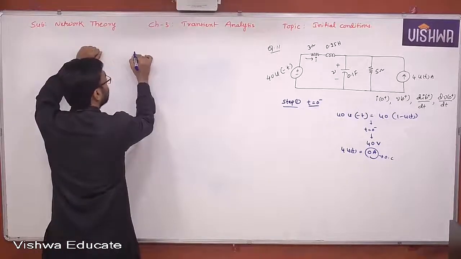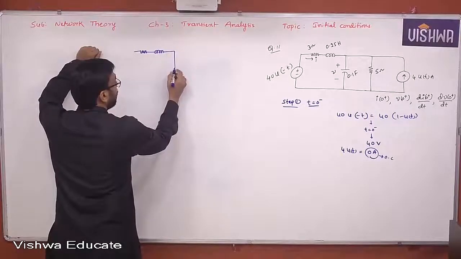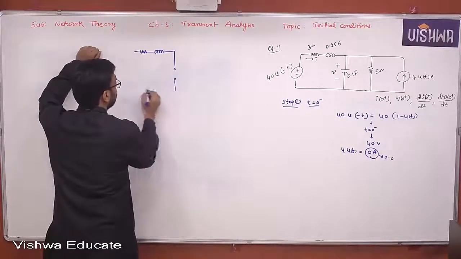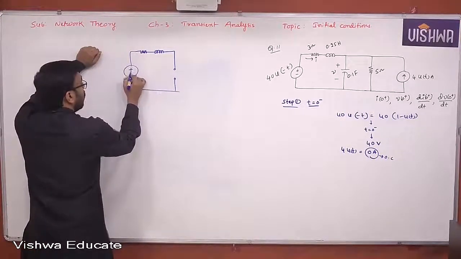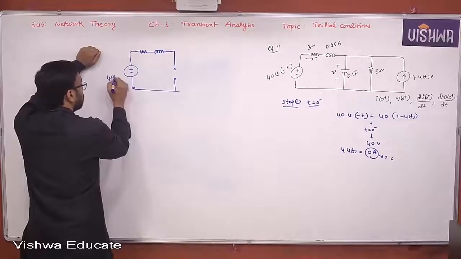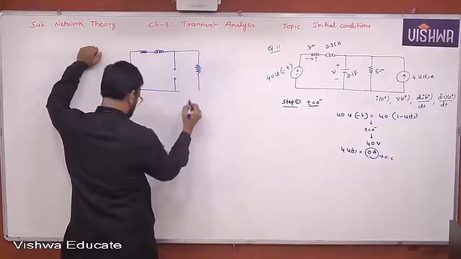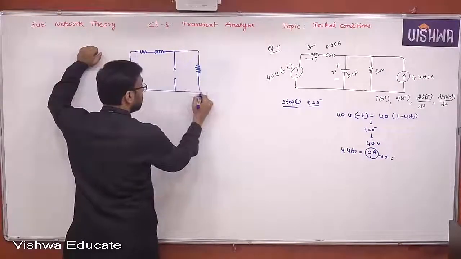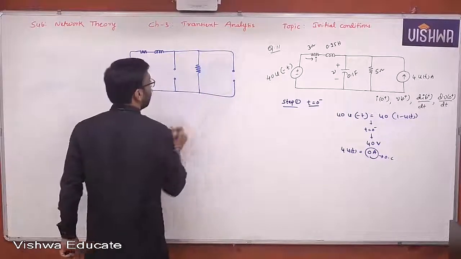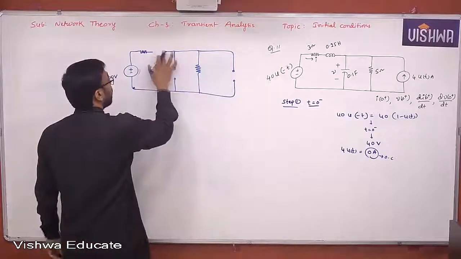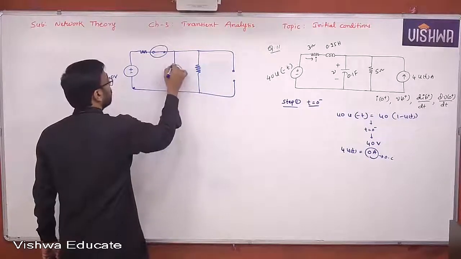I got an inductor. The capacitor behaves like an open circuit. Yes or no? And this will be a 40 volt source, we have already seen. And this is a resistor. This is a resistor. And this is acting like an open circuit, we have seen already. This inductor is acting like a short circuit.